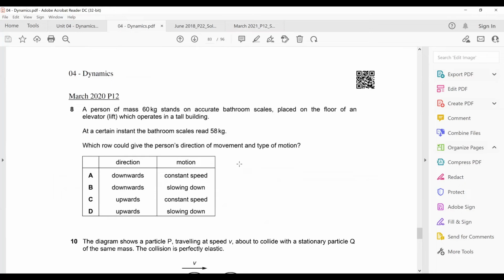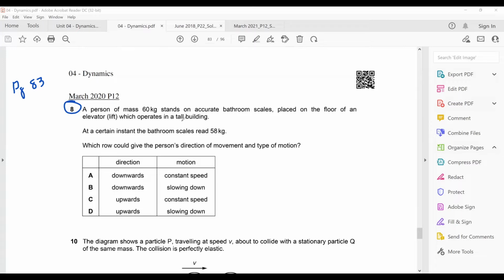Have a look at page 83, question 8. You have a person of mass 60 kg that stands on an accurate bathroom scale placed on the floor of an elevator that operates inside a tall building. At a certain instant, the bathroom scale reads 58 kg. Which rule could give you the person's direction of motion and type of motion?